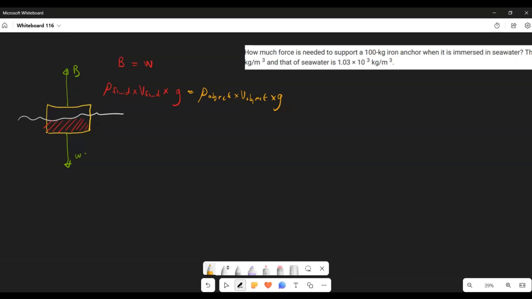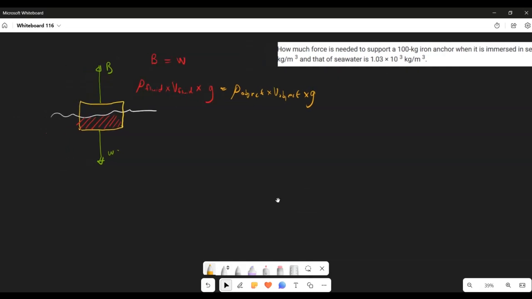So what is important here is just whether something's immersed or not immersed, right? That's what you must be cognizant of. Whether something's immersed or not immersed. Because remember what I said, right?